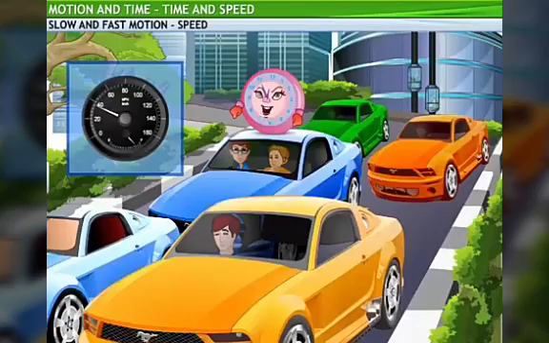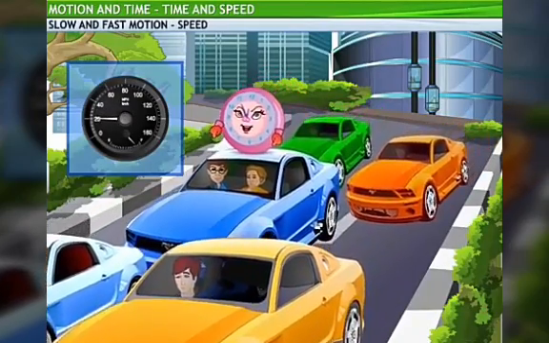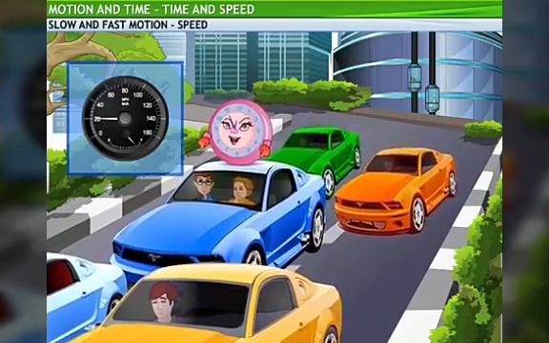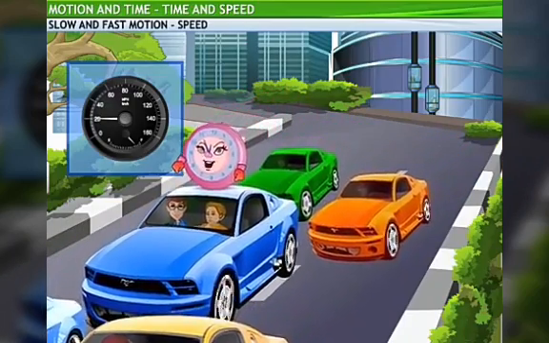Right. Oof, the traffic. The car's moving so slowly. Yes. This traffic makes it difficult for the car to maintain a steady speed. What you see now is non-uniform motion of the car. Non-uniform motion?